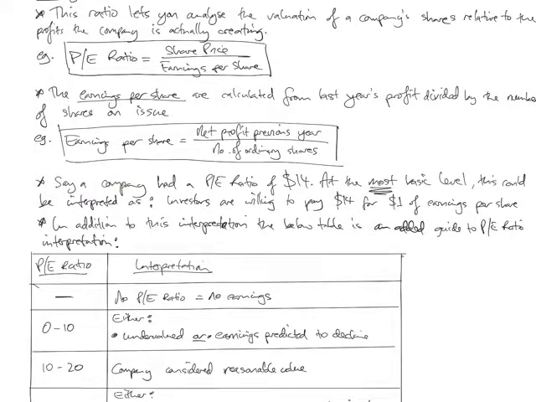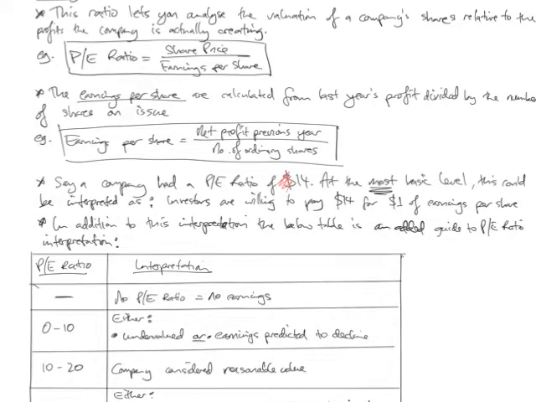So let's say a company, a quick example of an interpretation. Let's say a company had a PE ratio of 14, not dollars, just 14. Ignore the dollar sign. At the most basic level, you could interpret that as investors are willing to pay $14 for every $1 of earnings per share that the company makes. That's at the most basic level.